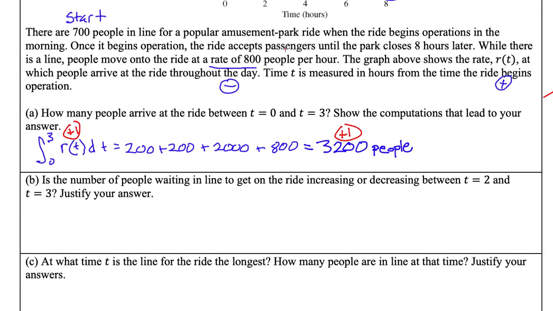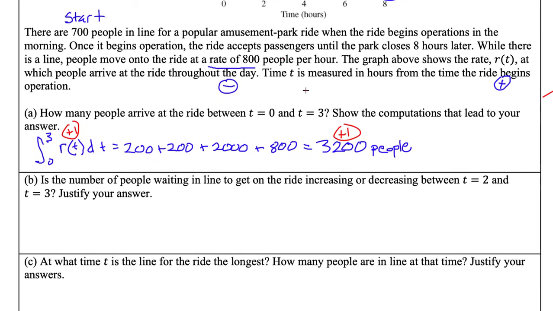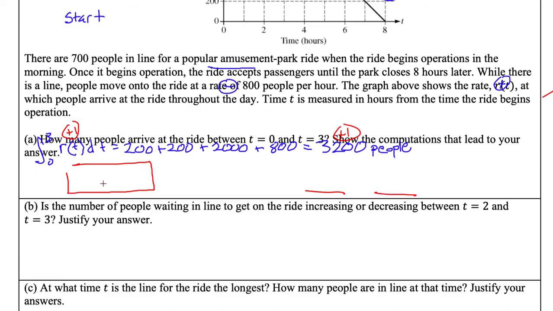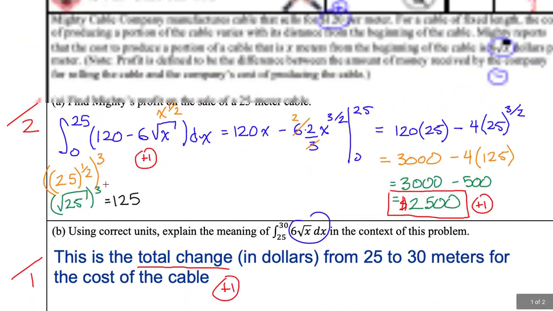Next question, part B. Is the number of people waiting in line increasing or decreasing? Okay, so I have number of people. That's my box. Box is increasing or decreasing. This is from our speed sheet. That means I'm taking the derivative of the number of people, or I'm now looking at the rate of the people. Is that rate positive or negative?